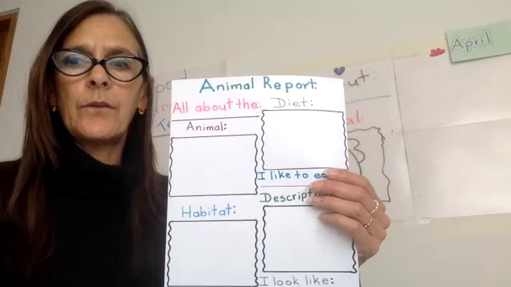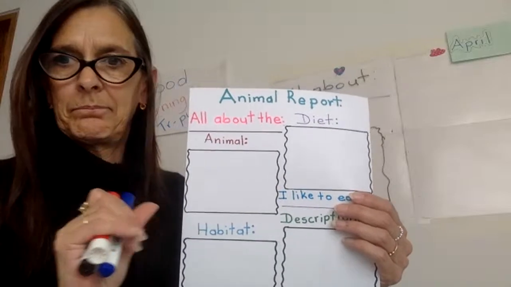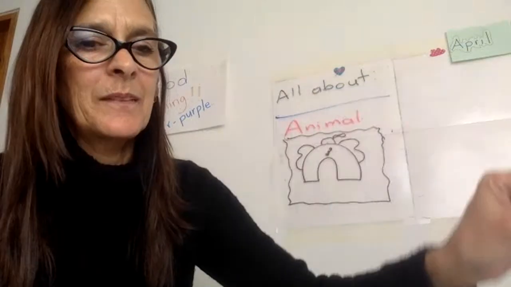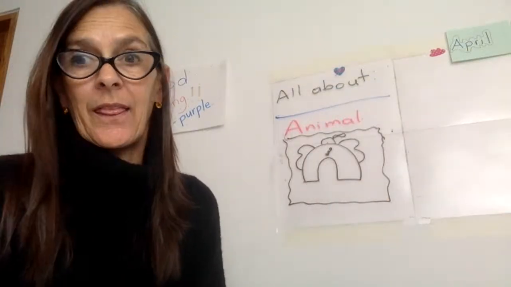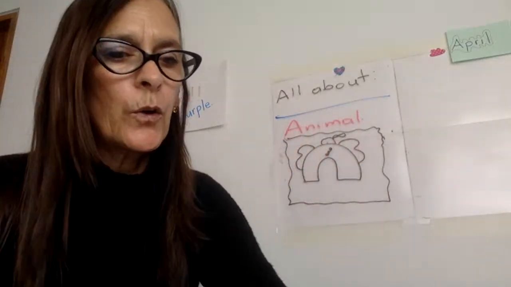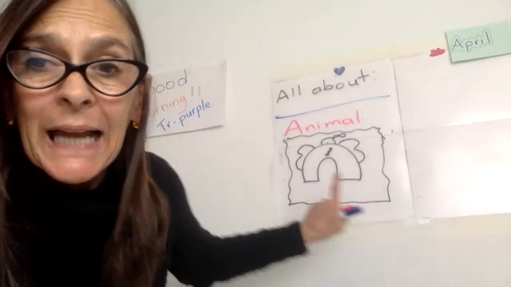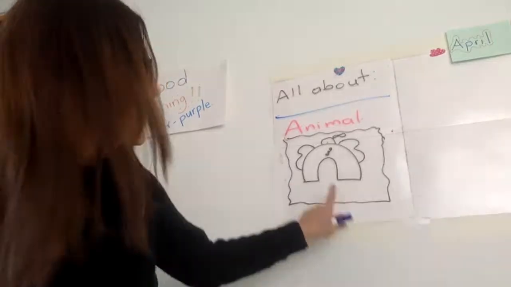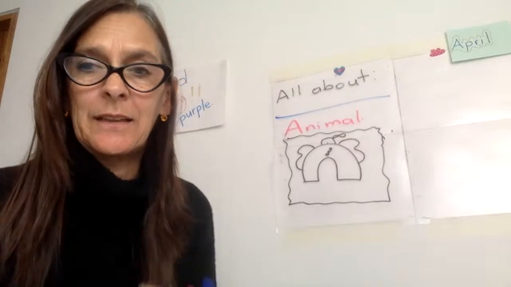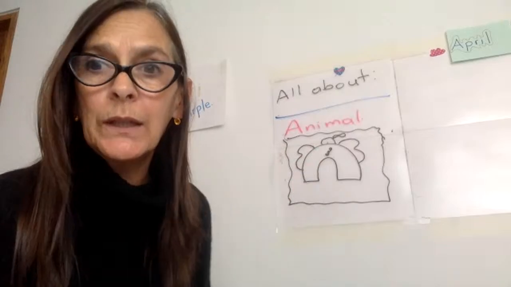So I have here my animal. Just make the picture of the animal. Great. Then we are going to write down what this animal likes to eat. Okay, what do elephants like to eat? In my case, I have to write down, I like to eat.